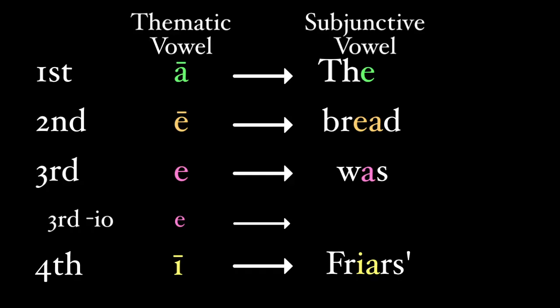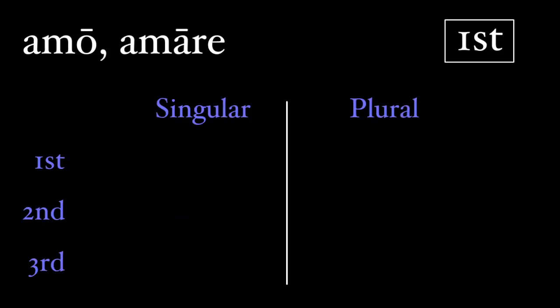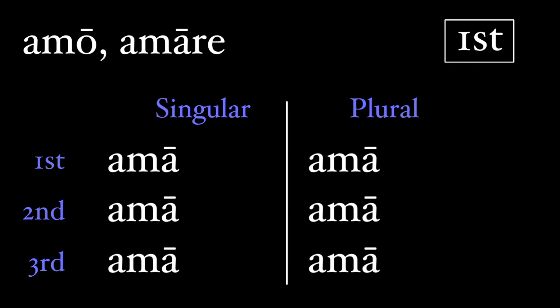So let's see this vowel change in action. For a first conjugation verb like amo, amare, we take the present stem, which is the second principal part without the -re, then we change the vowel. Amare is first conjugation, so the stem is going to end in an E, not an A.